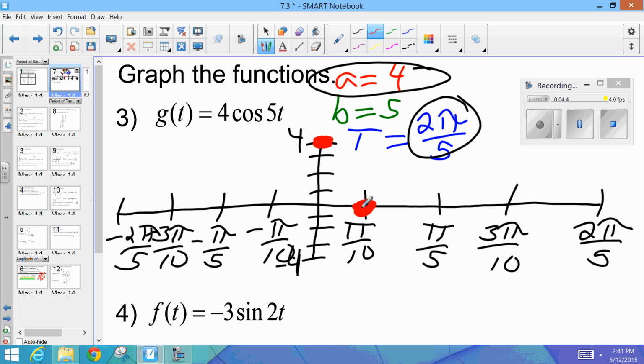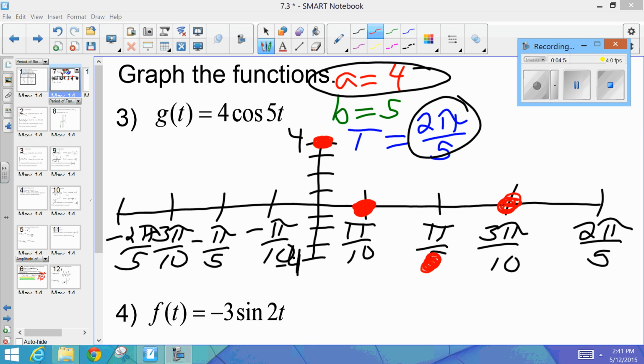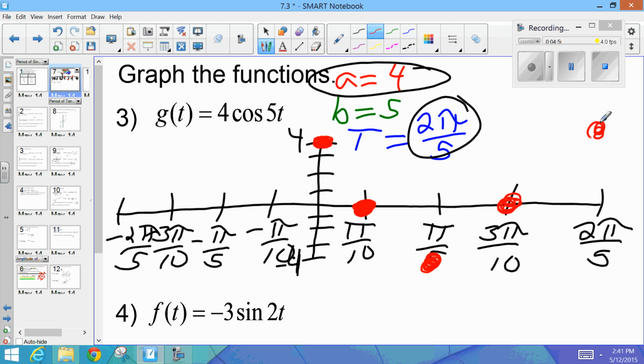So I'm starting with the maximum at 0. I've got the first 0 at pi over 10. I've got a minimum at pi over 5, a 0 at 3 pi over 10, and then a maximum at 2 pi over 5. On the other side of the y-axis, I've got a 0, a minimum, a 0, a maximum. So connect the dots. Okay.